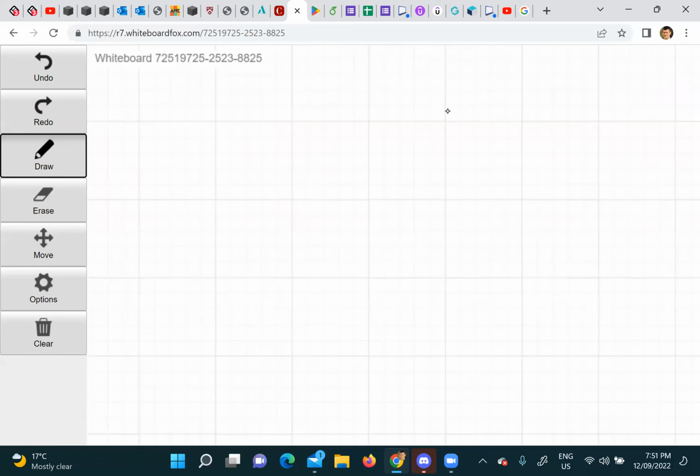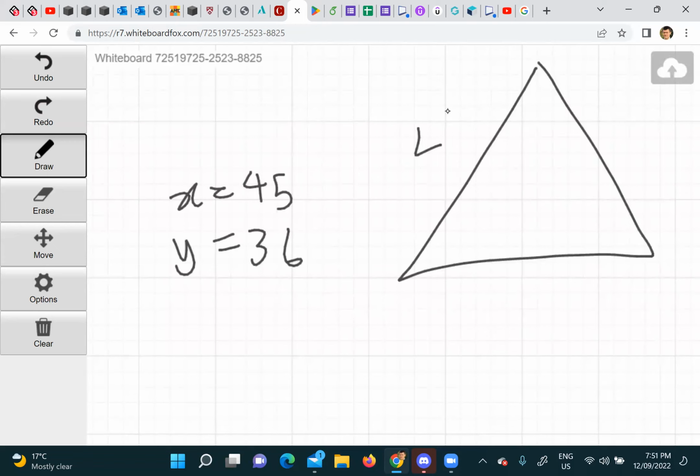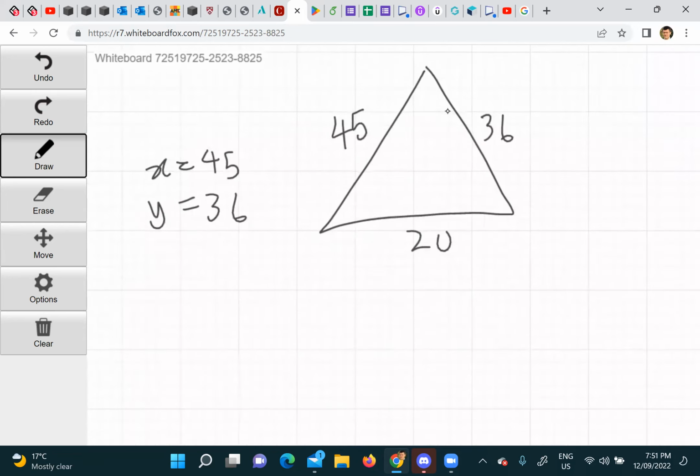And it was x equals 45, y equals 36, is that right? I guess now we can check if it works. So we have a 20, 45, 36 triangle. That makes sense?